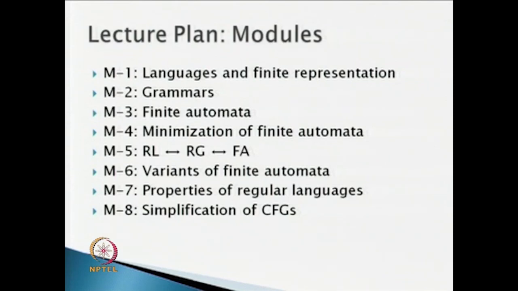Then we will go for grammars in module 2, which is again divided into 2 to 3 lectures. Grammar is basically again a combinatorial tool which can generate languages. So, it is also a finite representation for languages. Here first we will discuss a kind of grammar called context-free grammar. In this grammar we have rules to generate the strings in the languages. Now, we can impose some restrictions on the rules of the grammars, or we can have more general grammars. Based on that, we have different kinds of grammars which can generate different languages. So, first we will discuss context-free grammars, and then we will see how we can derive strings in a language.